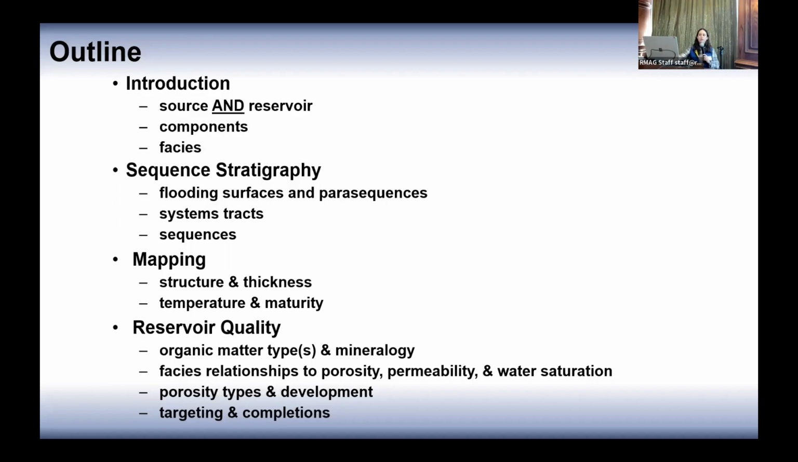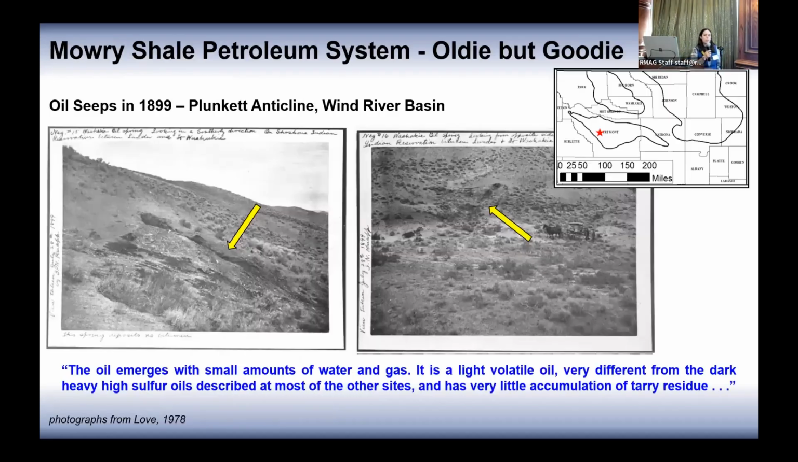So I call this Old Dog, New Tricks because the Mowry Shale has been a petroleum system that we've known about for a very long time, over 120 years. I found this photo taken in 1899 of Plunkett Anticline, where there's a Mowry Shale oil seep. So geologists have known about this rock for a while. We've known that there's oil in it, but it's really taken almost this full 120 years for us to sort of crack the code on how to effectively commercially exploit this rock and get hydrocarbons out of it in commercial quantities.